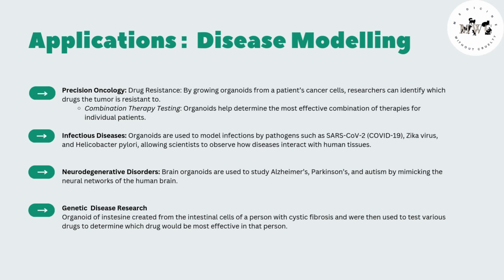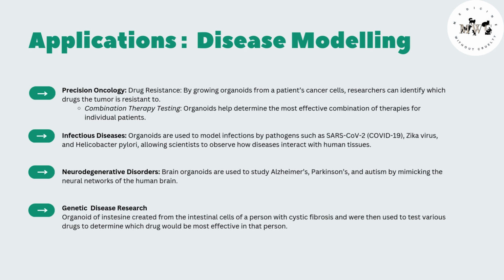Now, there are many different applications of organoids, and I'm just going to go through a few today. So, firstly, disease modeling. You've already seen precision or personalized medicine, but also, by growing organoids from a patient's cancer cells, researchers can identify which drugs the tumor is resistant to.